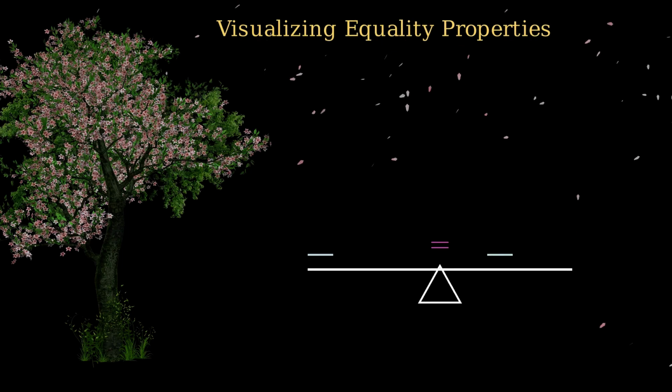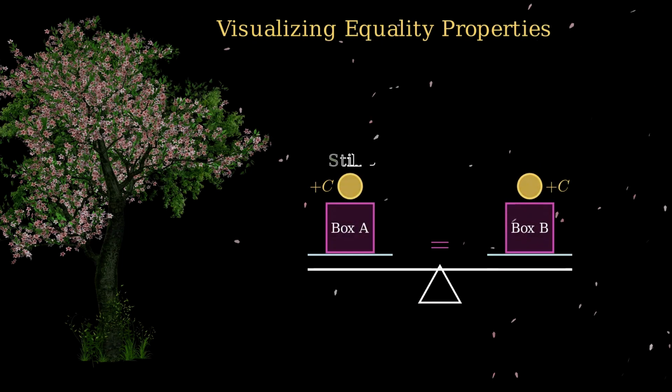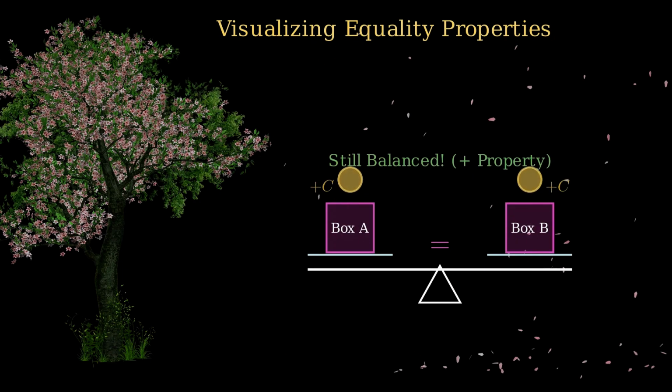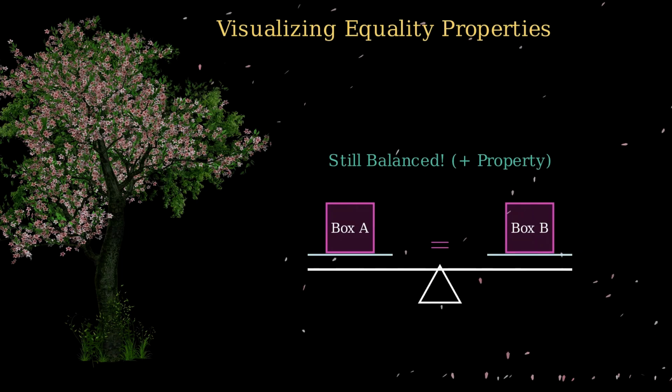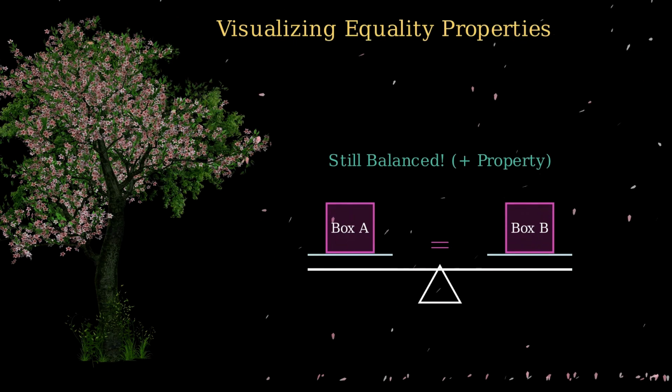Let's visualize this with a simple scale. Imagine two identical mystery boxes that have the exact same weight. If we add the same amount of sweet candy to both sides at the same time, the scale remains perfectly horizontal. Even if we take away the same number of candies later, the perfect balance never breaks.